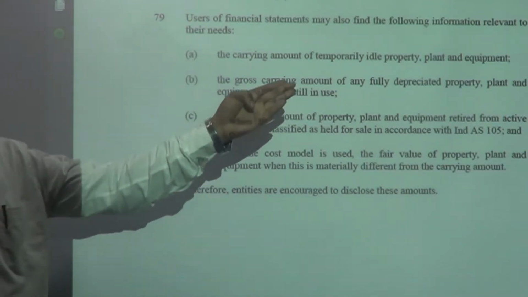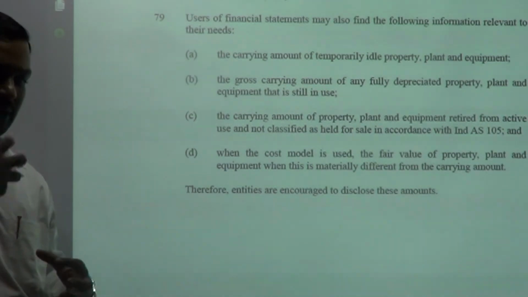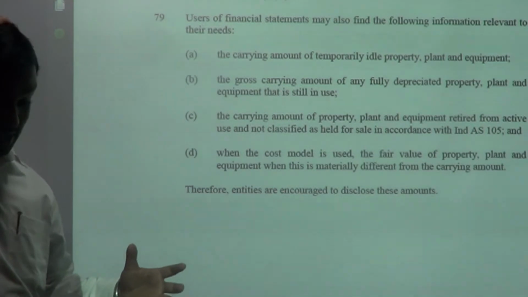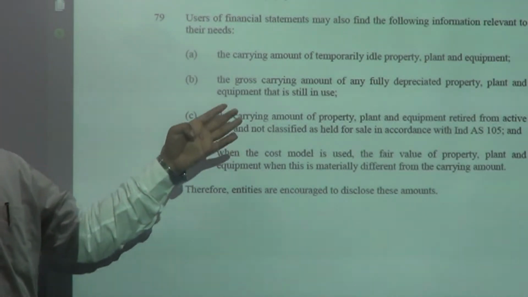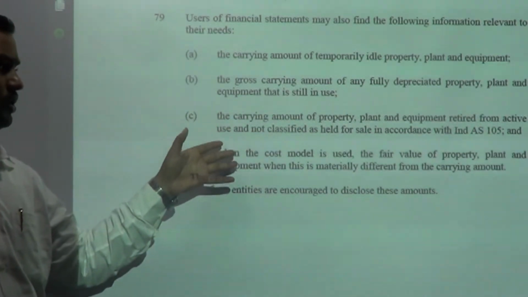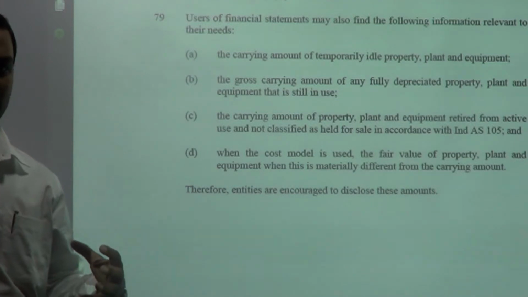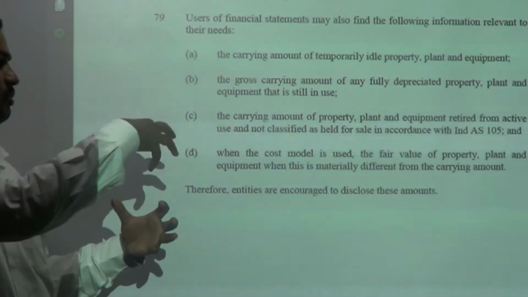Then the gross carrying amount of any fully depreciated property, plant and equipment that is still in use. That means you have a property, plant and equipment which is fully depreciated but it's still being used. What was the gross carrying amount? That is the historical cost, which has to be disclosed. Then the carrying amount of property, plant and equipment retired from active use and not classified as held for sale. That means you have stopped using a property, plant and equipment and you are not holding it for sale. The carrying amount of such asset has to be disclosed.